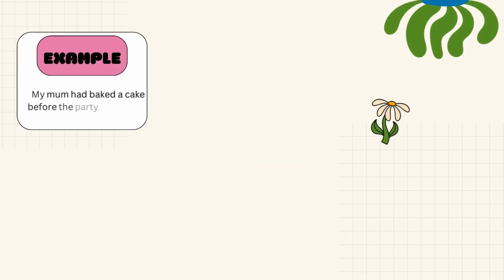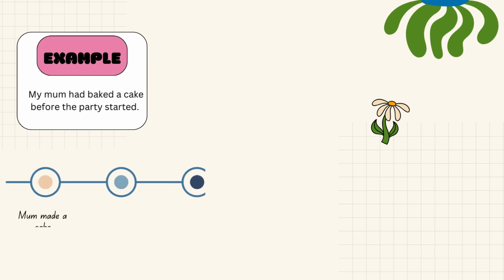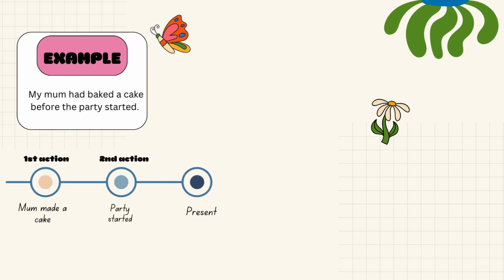Let's dive in deeper. Look at this sentence. My mum had baked a cake before the party started. If we put this information on a timeline, it will be something like this. As you can see, Mum making the cake happened any time before the party started.